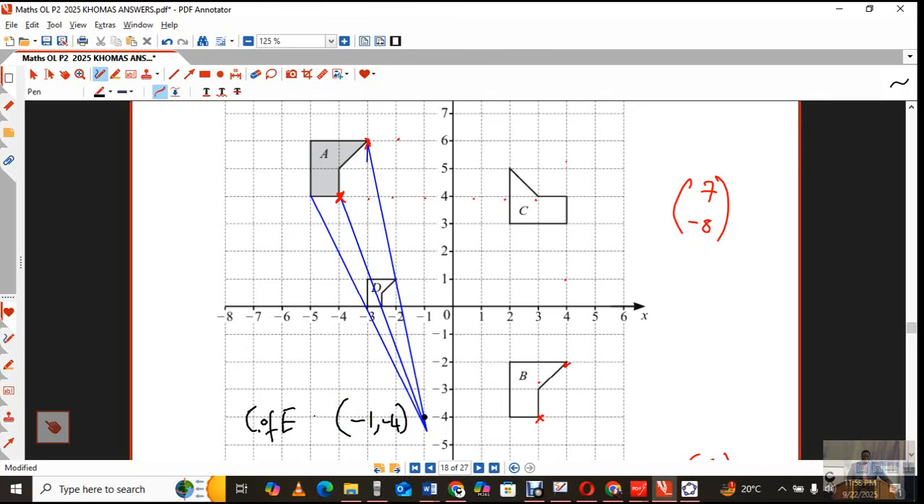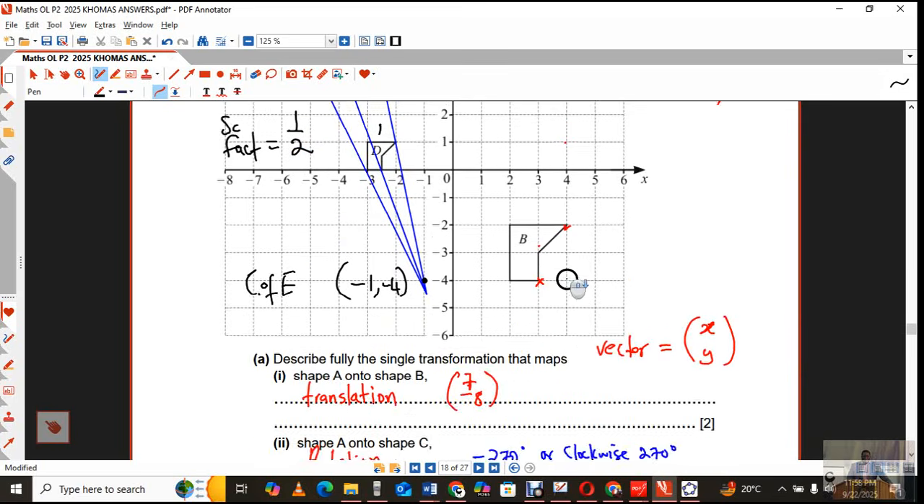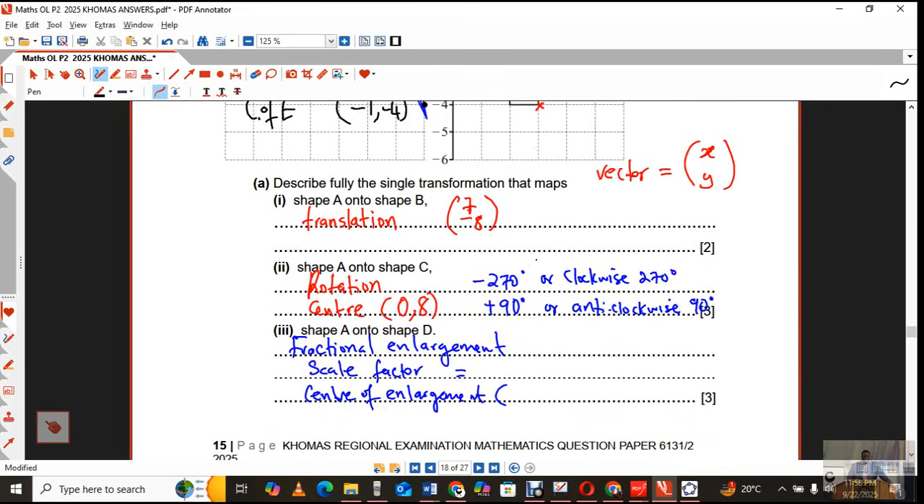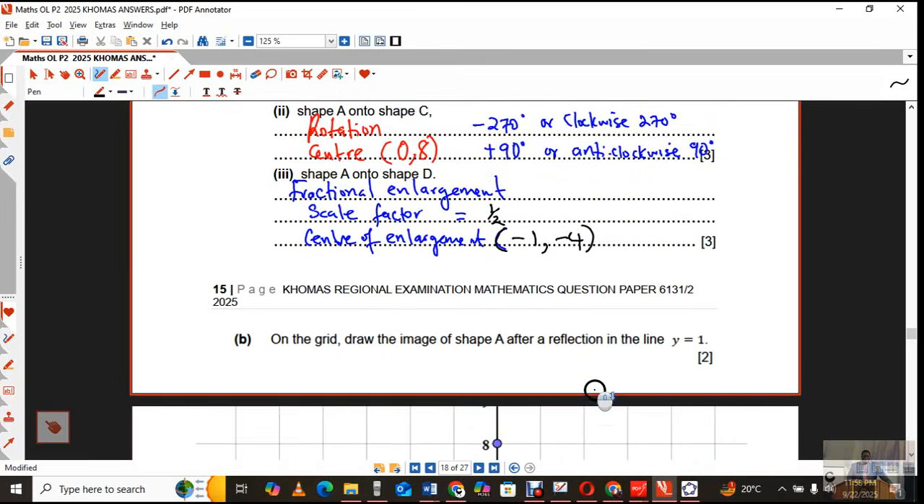Clear? And again, the scale factor, we said that is 2 and that is 1. So the scale factor is a fraction, the image over the object. So let's just write it in there. The scale factor is a half, and the center of enlargement was -1, -4. That's where the 3 marks are coming from there.